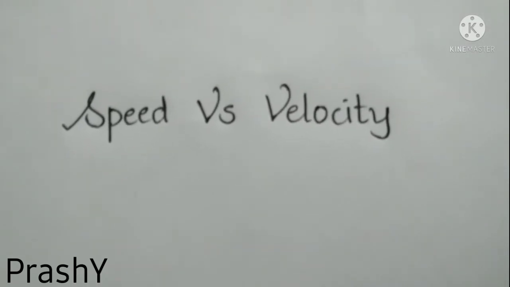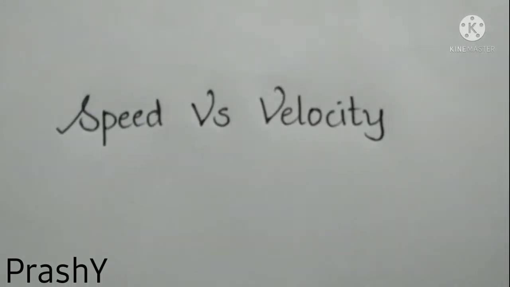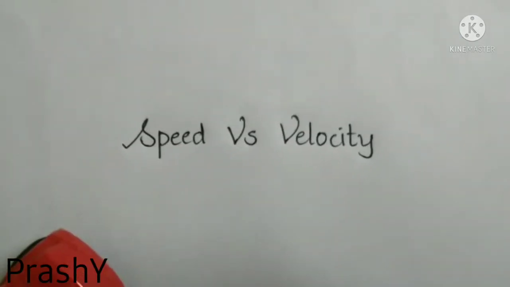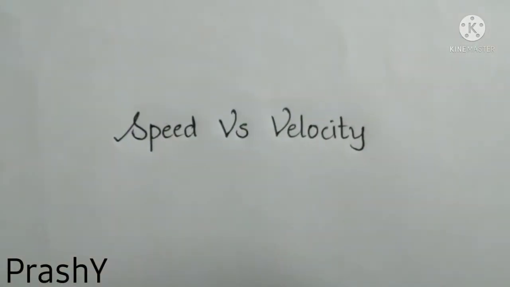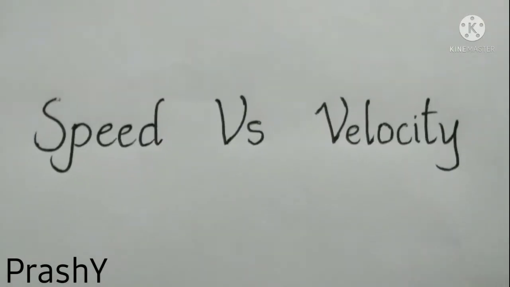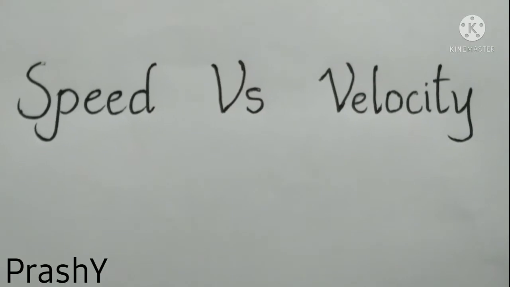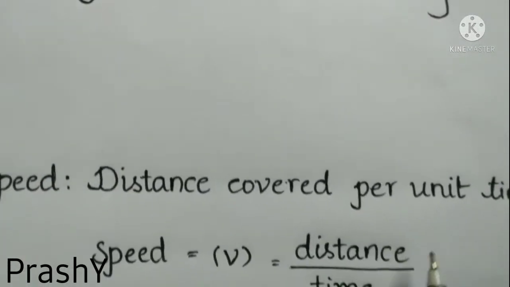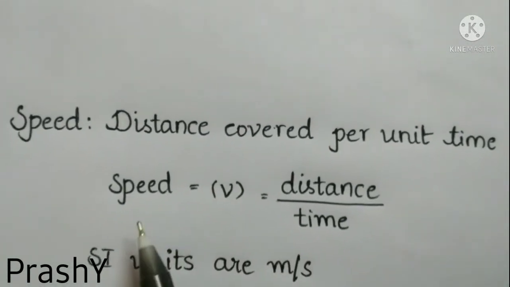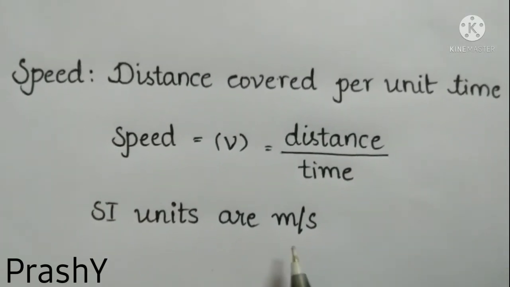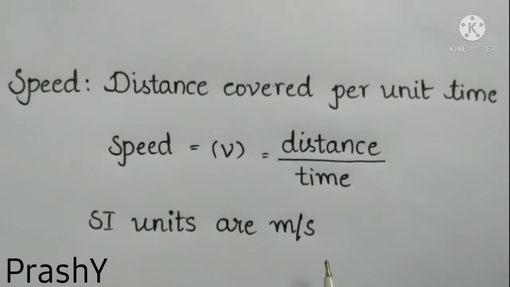Learning is fun. In this module, I am going to explain speed versus velocity. I think you all are familiar with the term speed. Speed gives an idea of how fast the body moves. We define speed as distance covered per unit time. So, speed is equal to distance by time. Its SI unit is meter per second.